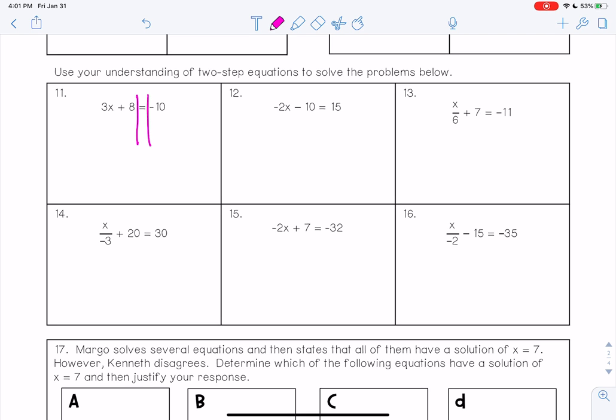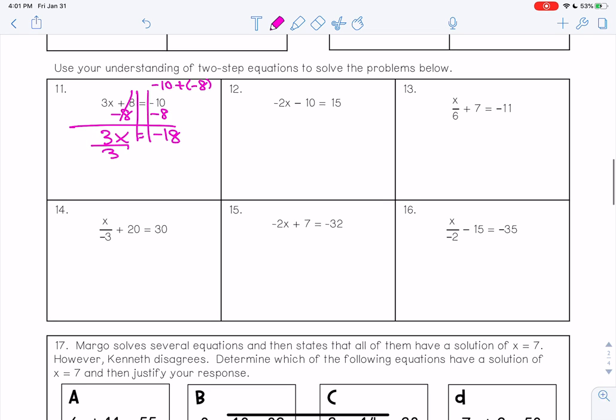First step, draw the river. You're gonna subtract the 8 from both sides. You get 3x equals negative 10 minus 8. So we add the opposite, and if we add the opposite, it's gonna be negative 10 plus a negative 8, which gives us a negative 18. Divide both sides by 3, and we get x equals negative 6.